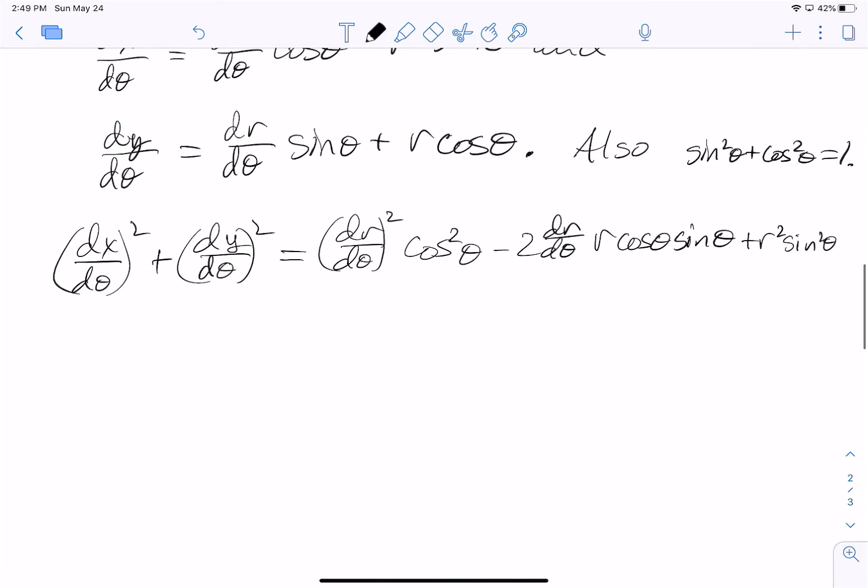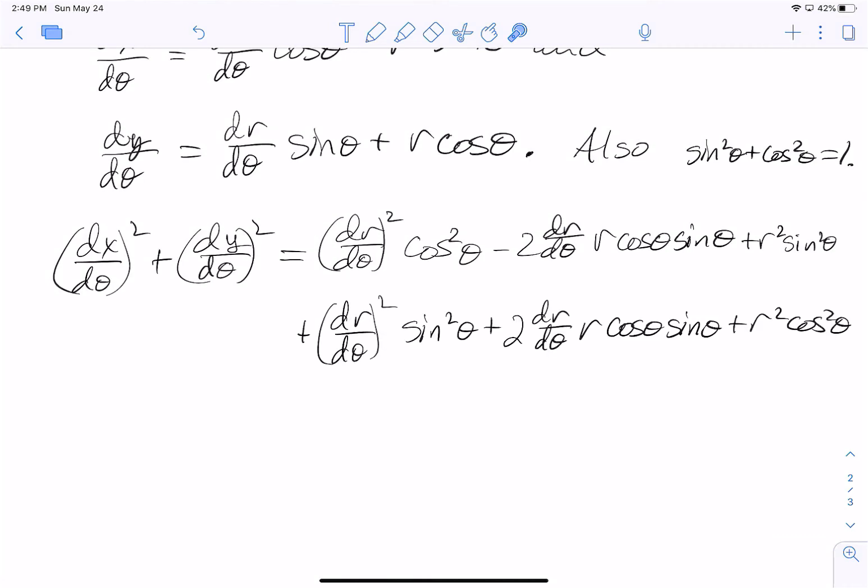Doing the same with dy d theta, we end up with an expression that's very similar, except that the respective places of cosine squared and sine squared have traded, and instead of a subtraction for our middle term, we have a plus. Those will subtract out.